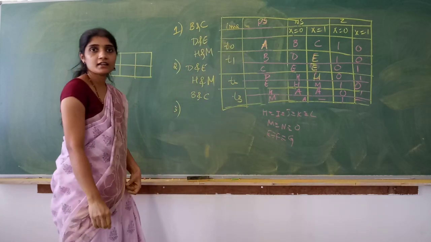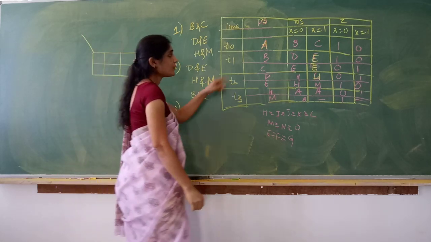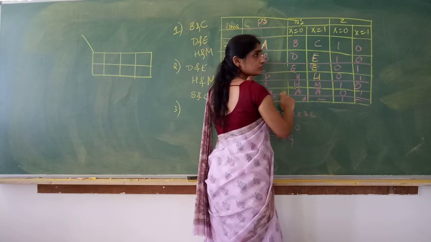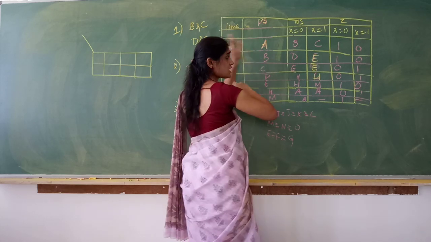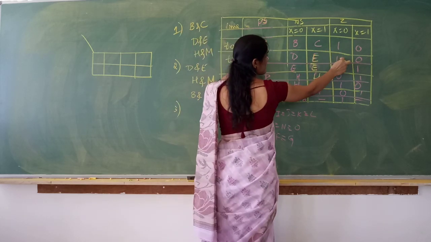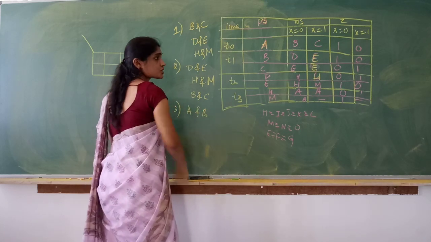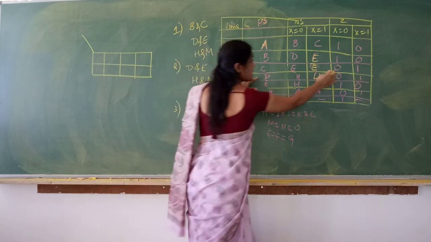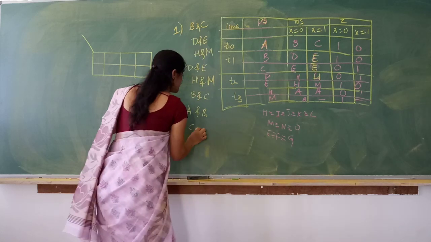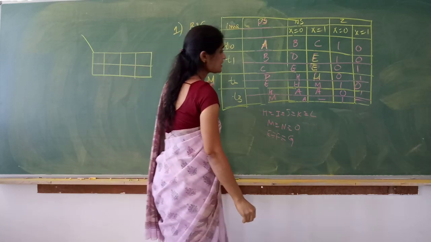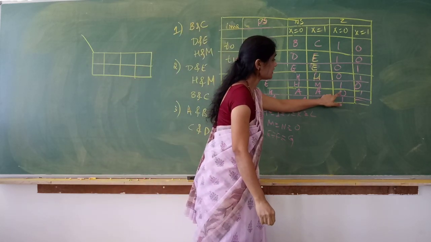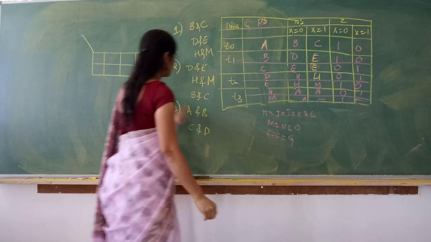And the third guideline is states which have the same output for a given input should be adjacent. Same output for a given input. See 1, 1, 0, 0. So A and B should be adjacent. C and D should be adjacent. Correct? C and D should be adjacent.